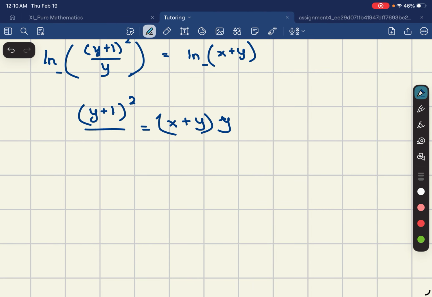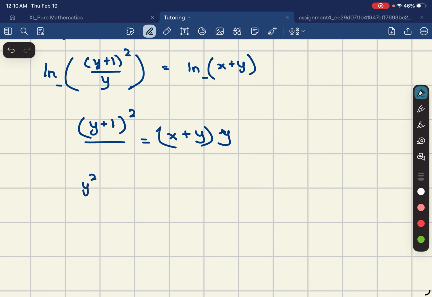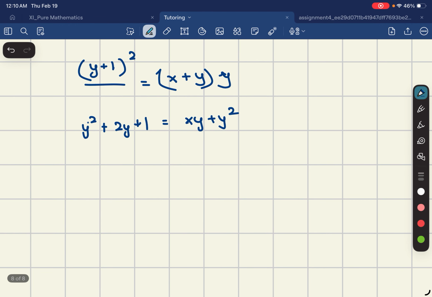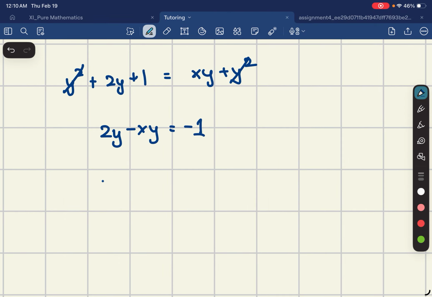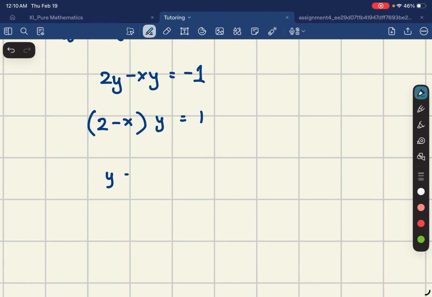So the y in the denominator will cancel out. And I have y², so if I expand the brackets out, I get y² + 2y + 1 equal to xy + y². And if you subtract y² from both sides, they cancel out. So I have 2y minus xy is negative 1. So if I subtract xy on both sides and subtract 1 on both sides, I get this. And now I can factor out a y.